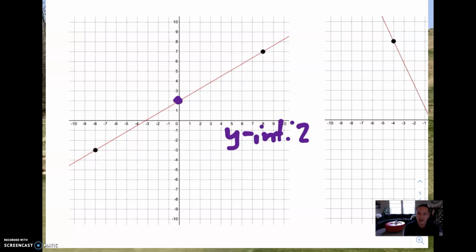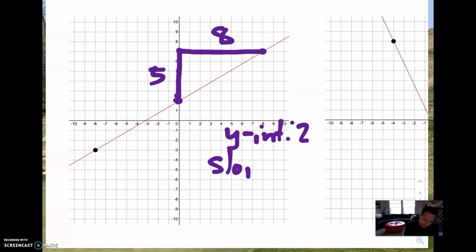Now from there, I can also help find the slope. So I'm using that point, and I'm going to go to a point to the right of it. Remember slope, we're looking from left to right, and we're looking at the rise over the run. So from here, we're going to go up by 5. And our run, if we go all the way across, is going to be 8. So in this case, our slope is going to be up 5 over 8, 5/8 for our slope.